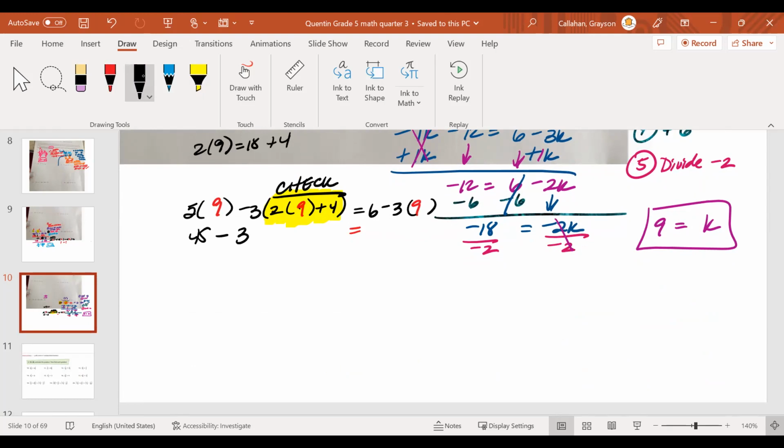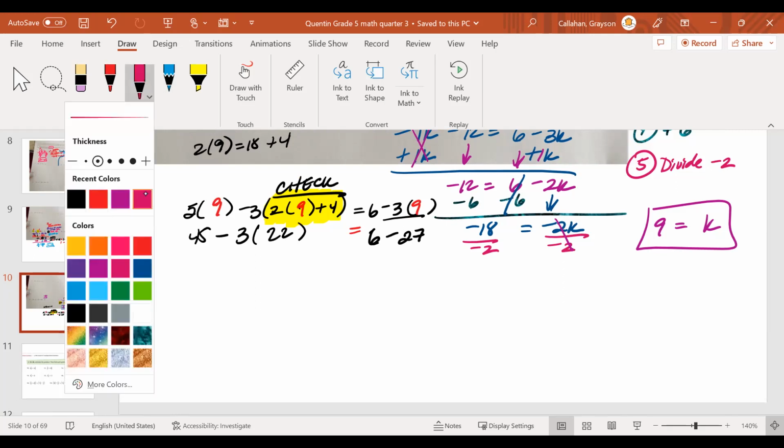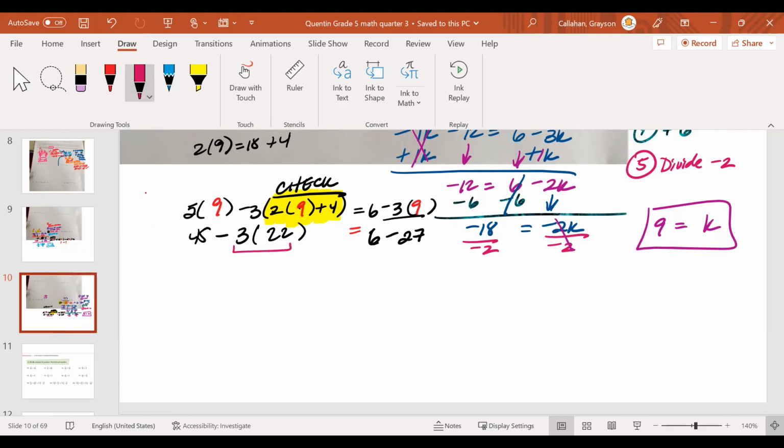What's 18 plus 4? 22, right? Here, you got to work on negative 3 times 9 first. 6 minus 27, right? Before you subtract, you got to do the multiplication first. Negative 3 times 22 is 66, right? 6 minus 27 is negative 21. 45 minus 66, does it give you negative 21? Yes, it does.